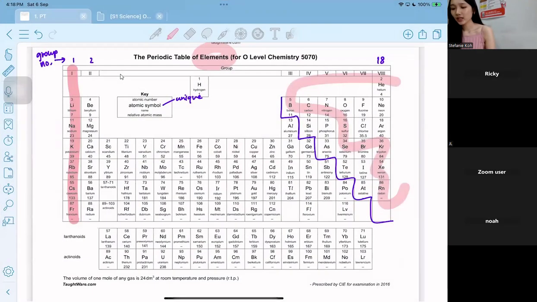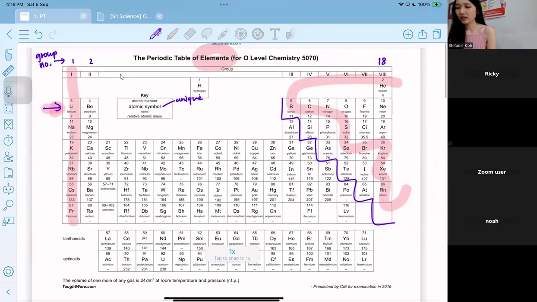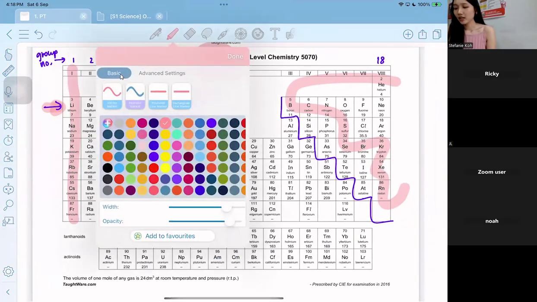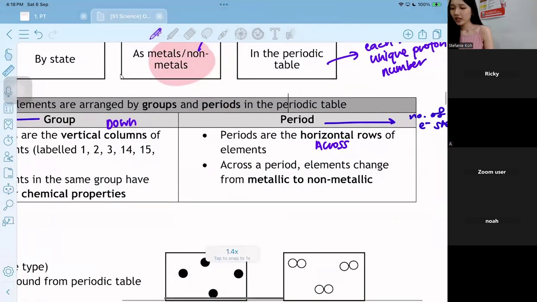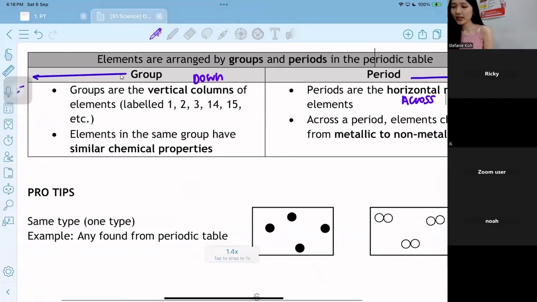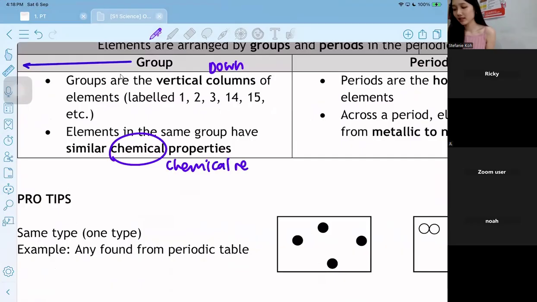So where will it be? Here, this one. Use a different color, blue color. This is across. That is one period. Understand? So you guys should know your horizontal and vertical, right? Then what they're saying is that everybody in that same row down, their group, they will undergo similar chemical reactions. Similar.